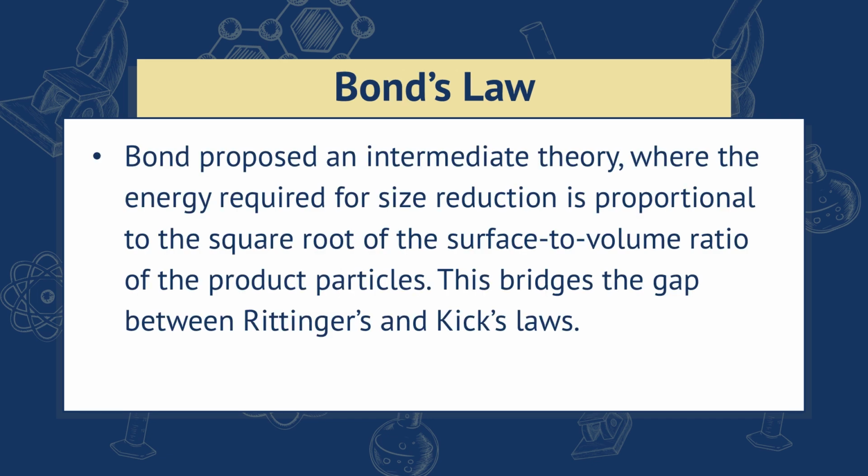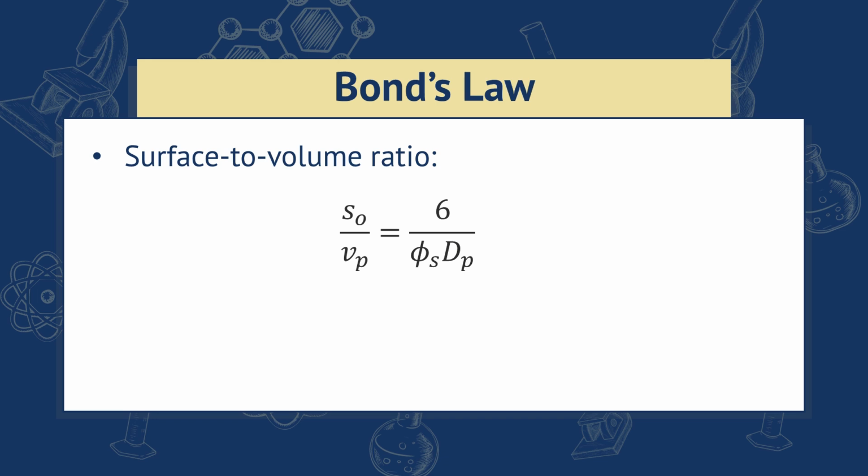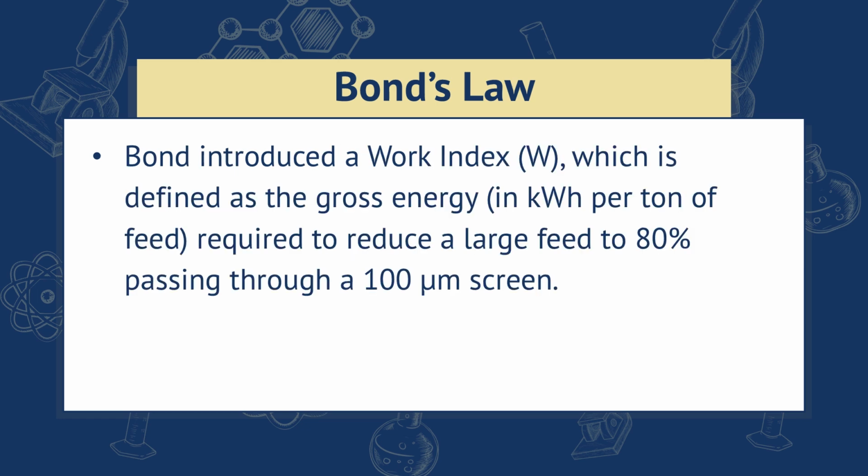Finally, we have Bond's law, which sits between the two. Bond proposed that the energy required is proportional to the square root of the surface to volume ratio of the product particles. This gives a more balanced estimate for many practical cases and bridges the gap between Rittinger's and Kick's laws. The surface to volume ratio is given by this equation where the sphericity and particle diameter are considered. Bond also introduced a really useful concept, the work index. This tells us how much energy in kilowatt hours per ton is needed to reduce the material so that 80% of it passes through a 100 micron screen.